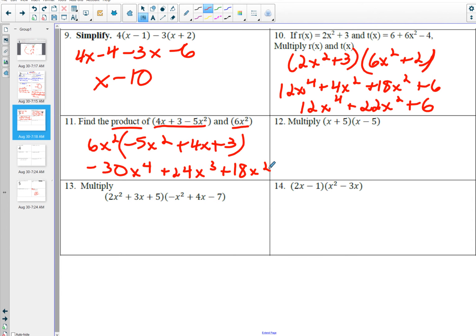I'll give you a clue. It starts with C and ends with conjugates. Conjugate. Very good. Those are conjugates of each other, because it's x plus 5 and x minus 5. So what's the shortcut? Now, yes, I will admit that we've used conjugates primarily when it comes to radicals, but the same rules still apply. When you multiply conjugates, what is the result?